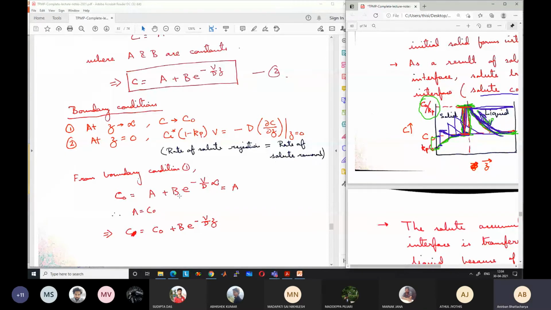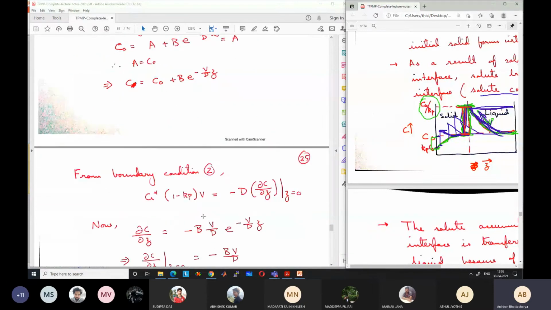Again, let me go back. That is the difficulty if you are not using boards in the classroom. You have to go back and forth a lot. This is our equation and these are the boundary conditions, right? This is the boundary condition that we are going to use now.